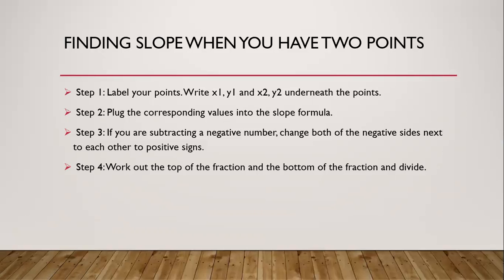That's what happens. It's not really anybody's fault. It's just kind of what happens. You're working a bunch of problems, things get backwards in your head. If we label our points early on, we can just go back and we don't have to think about that stuff anymore. All right, step 2, we plug the corresponding values into the slope formula. Step 3, if we have 2 negatives, so if we're subtracting a negative, a minus minus, we do a little step in between so that we don't mess up some sign stuff. And step 4, we work on the top of the fraction and the bottom of the fraction and divide. Okay.